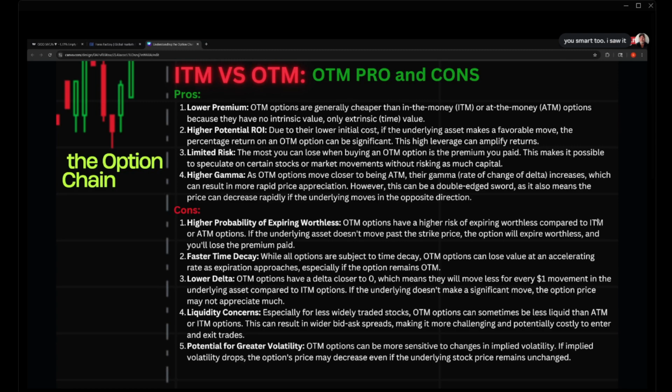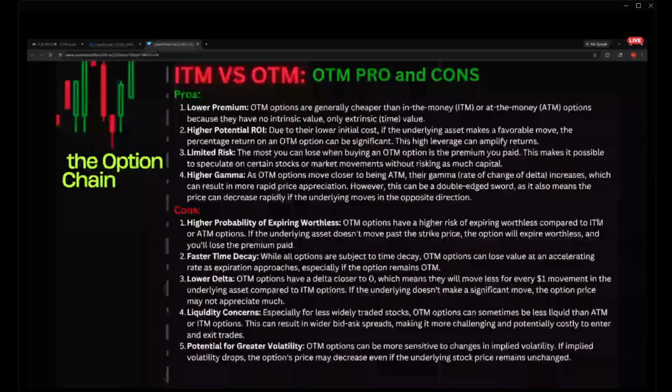Liquidity concerns, especially for widely traded stocks: out of the money options can sometimes be less liquid than at the money or in the money options. This can result in a wider bid ask spread, making it more challenging and potentially costly to enter and exit trades. Potential for greater volatility: out of the money options can be more sensitive to changes in implied volatility. If implied volatility drops, the option price may decrease even if the underlying stock price remains unchanged.